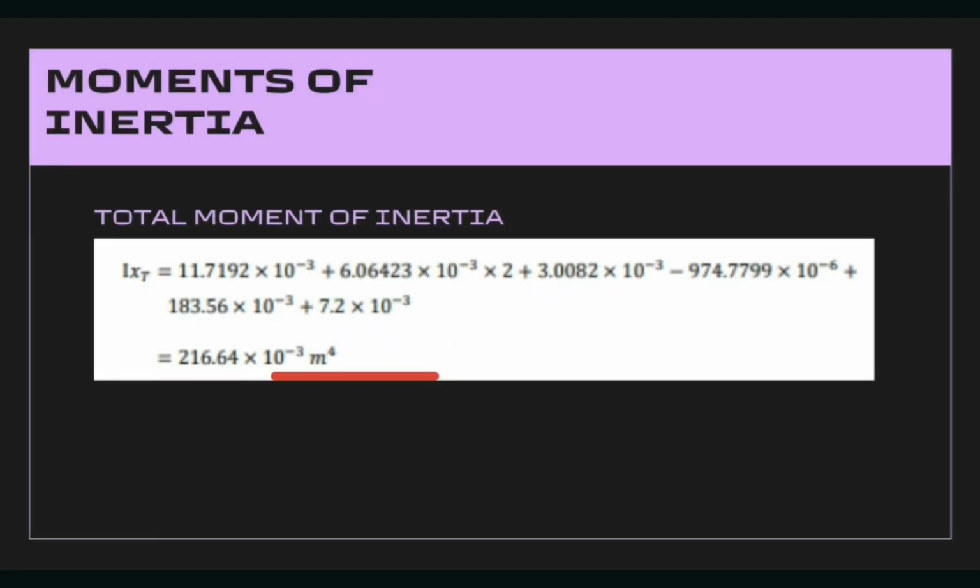Then, we total up the moment of inertia for each section, where we got 216.64 times 10 to the power of -3 as our total moment of inertia.